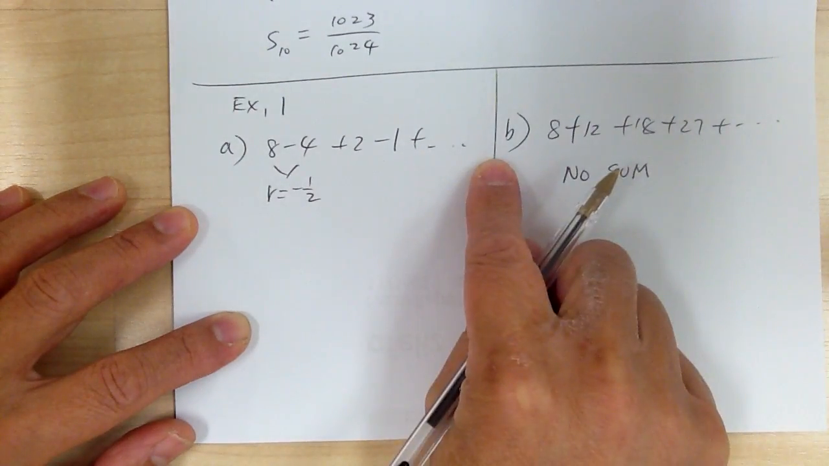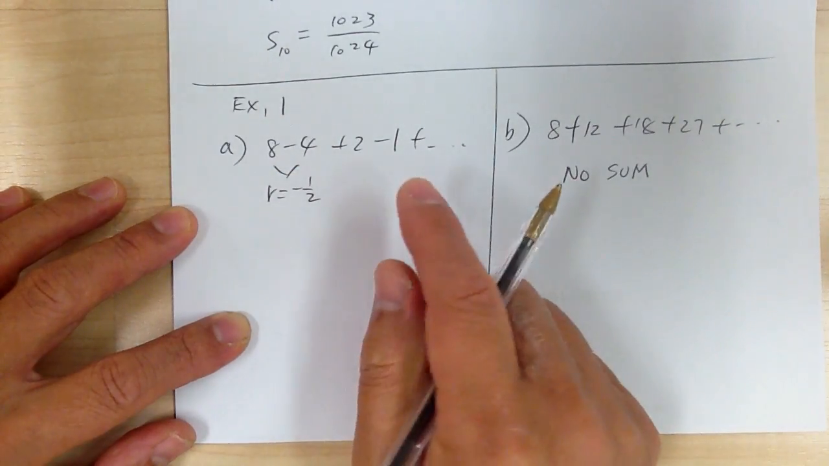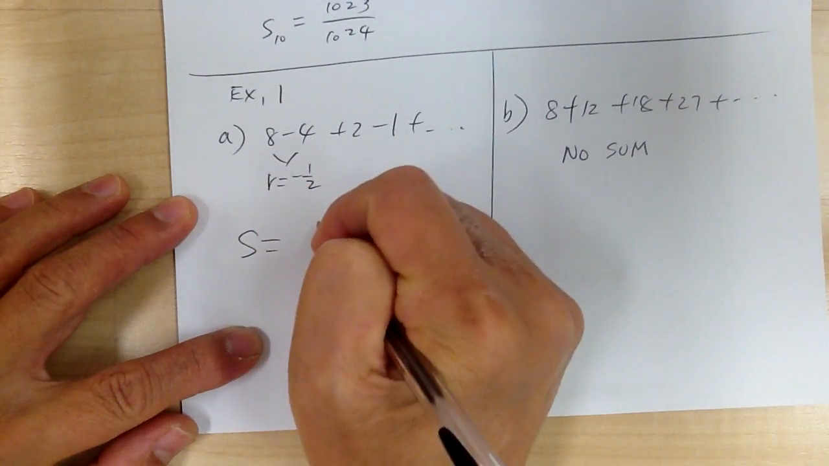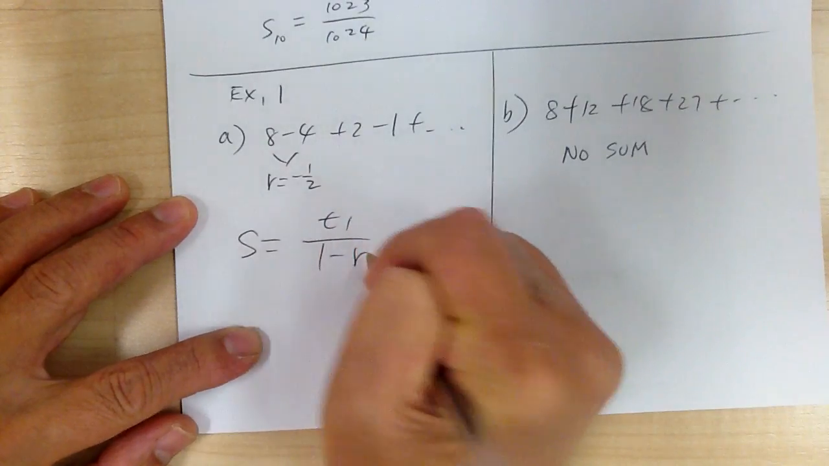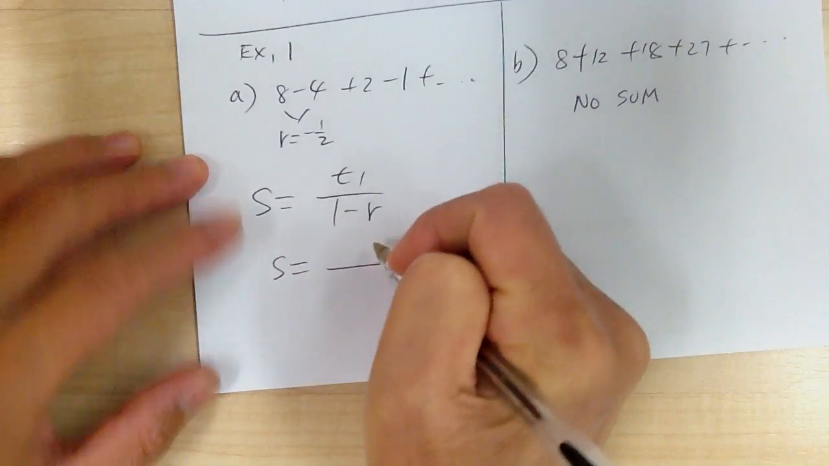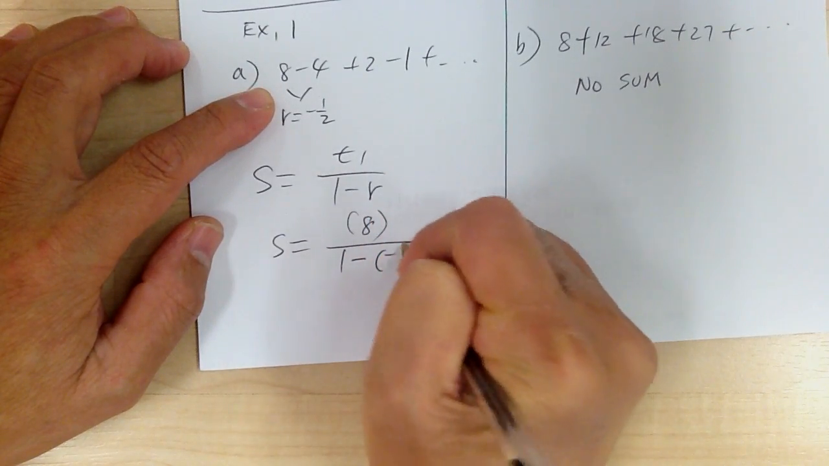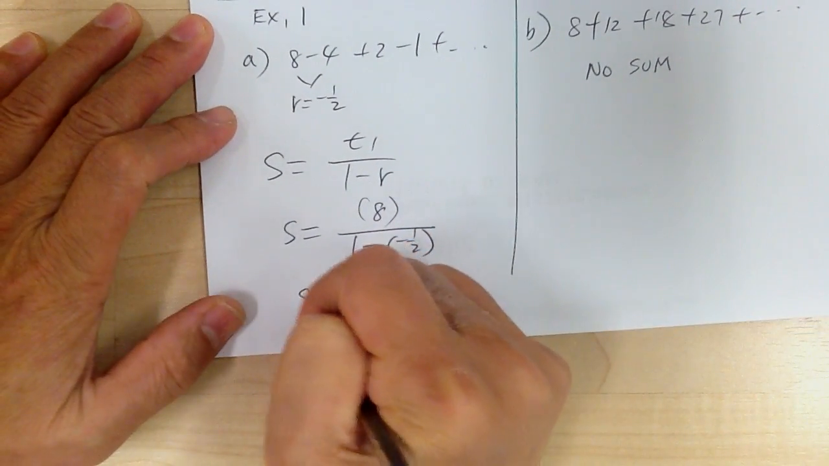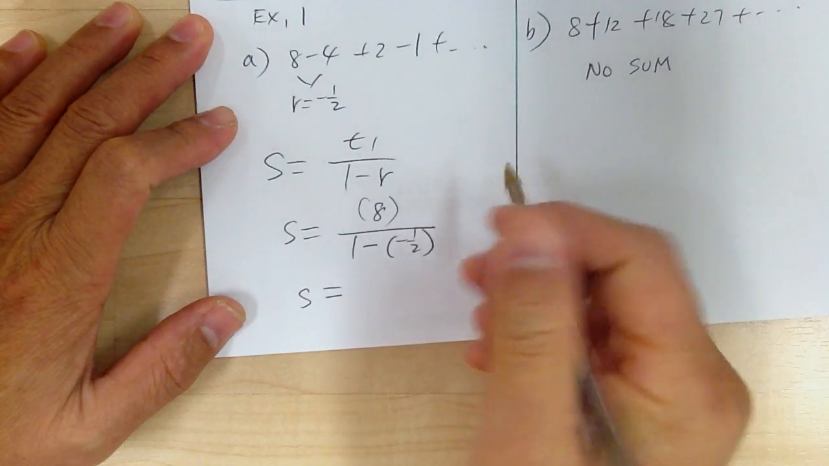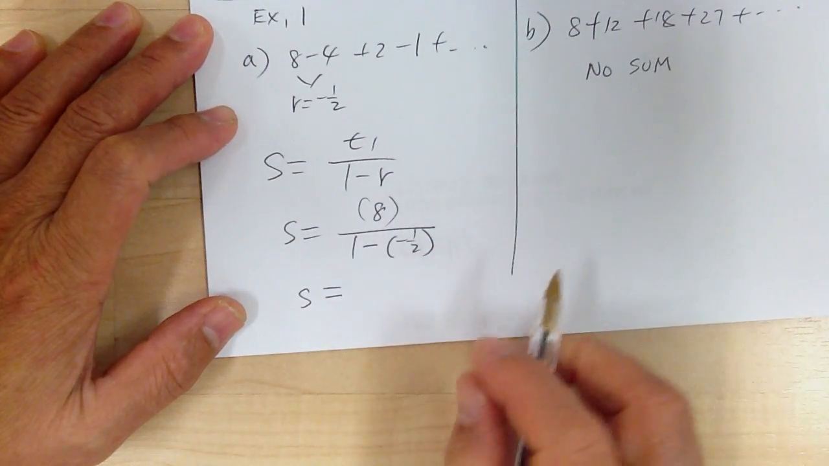So again, this is an infinite sum and the numbers get smaller, so this will have a sum. So S equals T1 over 1 minus r. So S equals 8 over 1 minus r, where r is negative 1/2. Okay, and so S equals, use your calculator, you work it out.